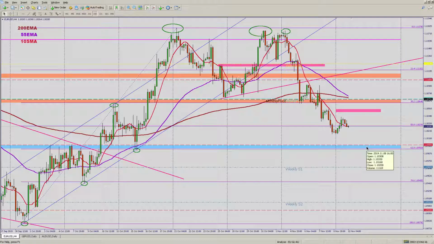There is the Eurozone and German ZEW economic sentiment later this evening as well, so watch out for that.